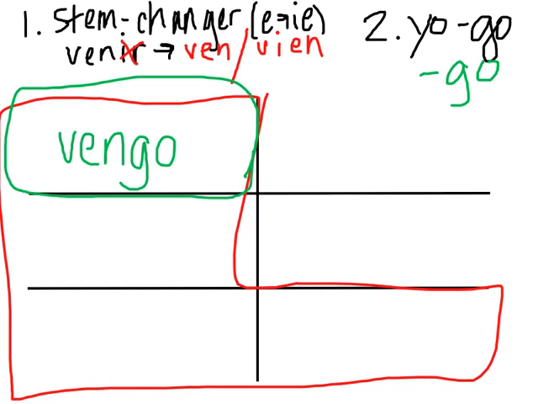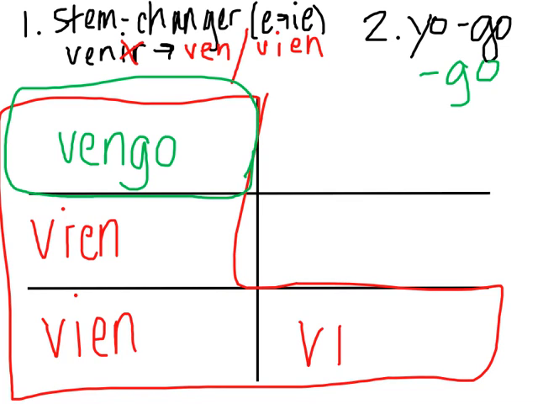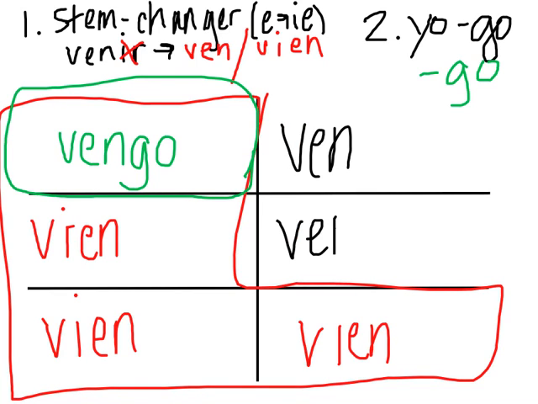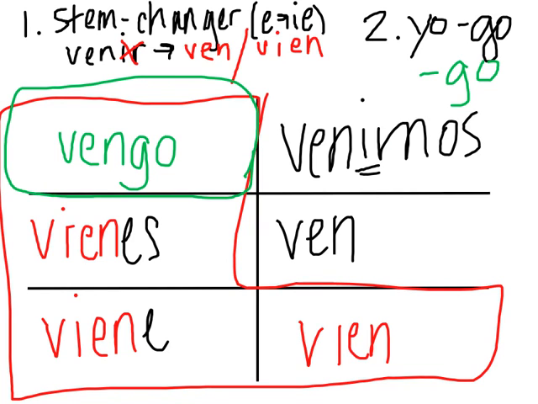Please go ahead and make sure you have this chart in your notes as well. And then we'll stem change within the boot. So we'll use that vien stem. And then we'll just put the normal stem outside of the boot. And then we'll add our normal IR endings. So we have vienes, viene, venimos. Remember we have an I here. Venís, once again, check that I. And vienen.